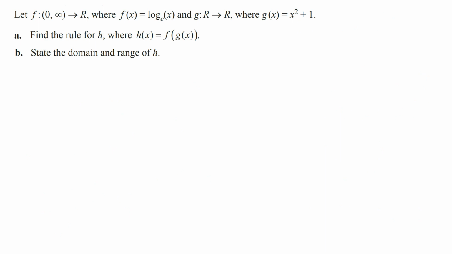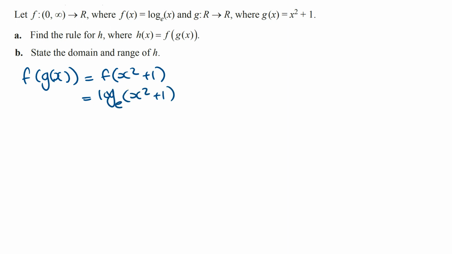Let the function f, where f(x) = log_e(x), and the function g, where g(x) = x² + 1, A. Find the rule for h, where h(x) = f(g(x)). f(g(x)) can be written as f(x² + 1). And now wherever there's an x in the function f(x), we'll replace it with x² + 1. And so this is going to be log_e(x² + 1). And so therefore, h(x) is going to equal log_e(x² + 1).